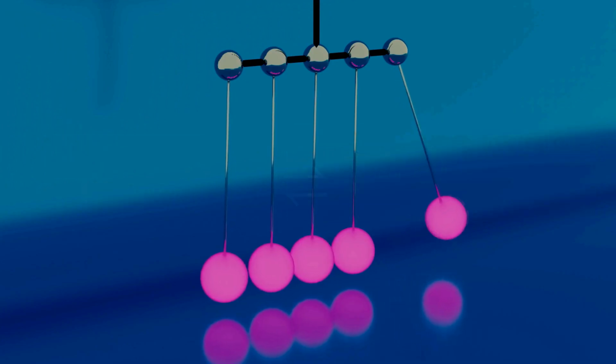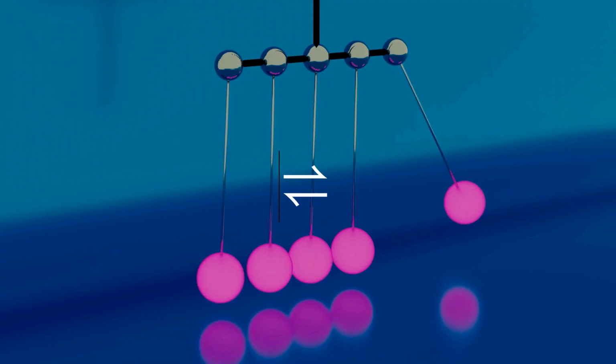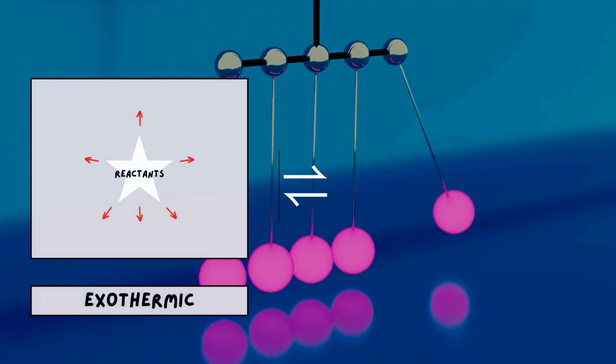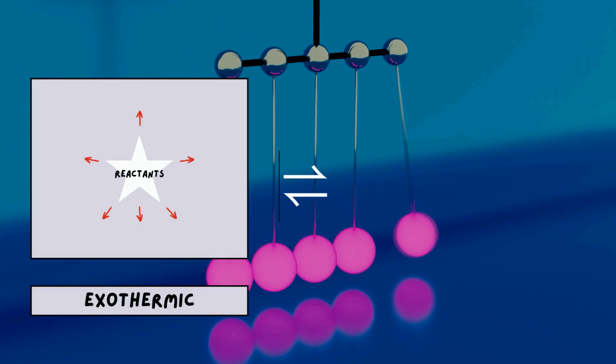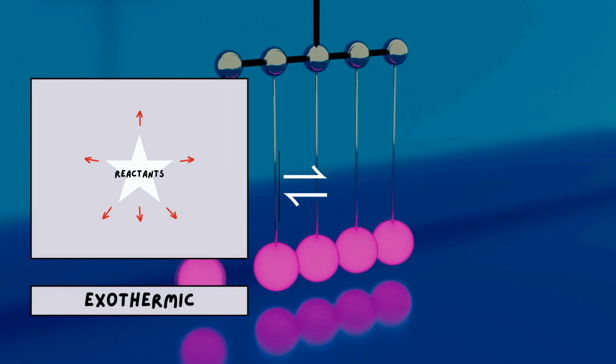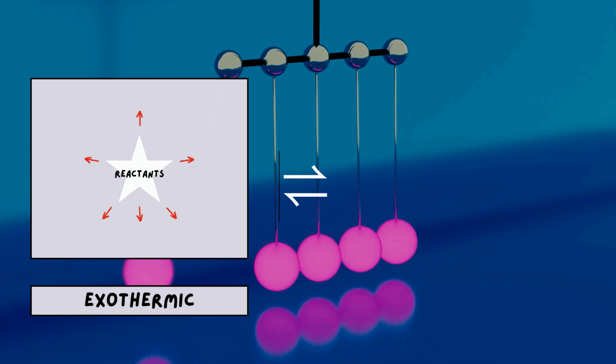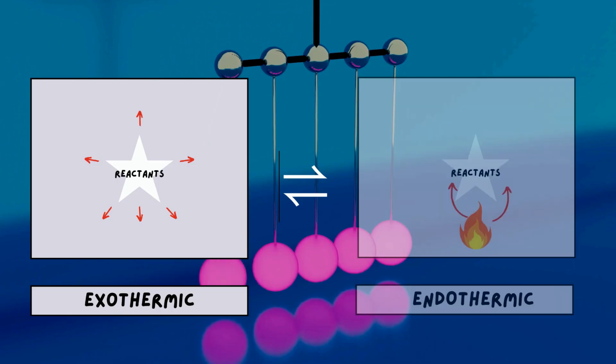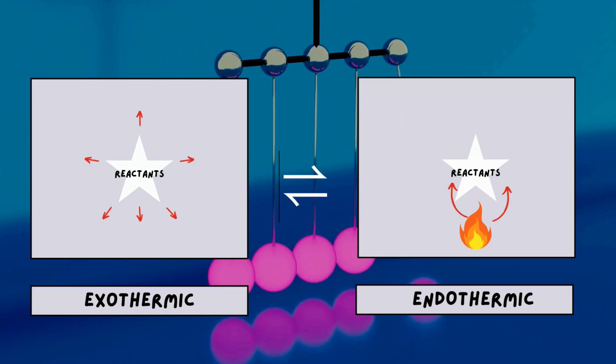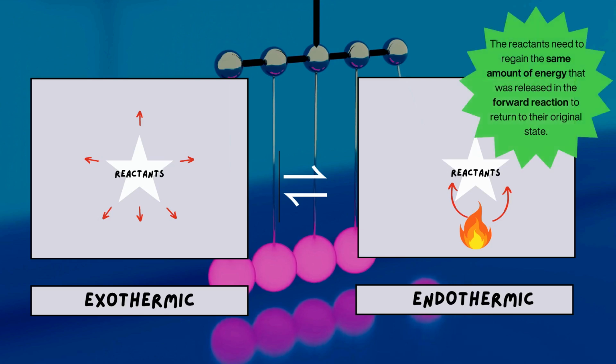In the context of reversible reactions, if the forward reaction is exothermic, energy is released into the surroundings. For example, heat. This energy has to come from somewhere, specifically from the reactants as they form products. When the reverse reaction occurs, energy must be absorbed from the surroundings, endothermic, to revert the products back into reactants. This is because the reactants need to regain the same amount of energy that was released in the forward reaction to return to their original state.